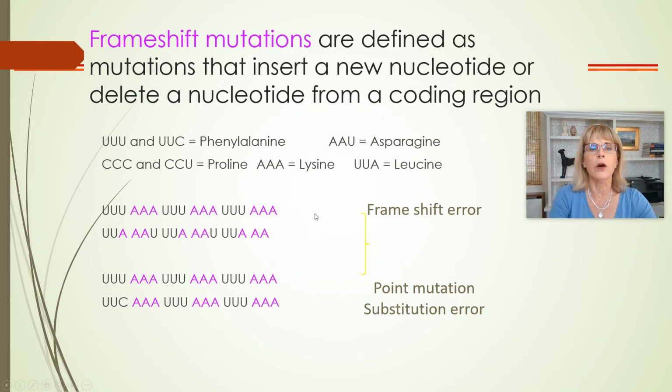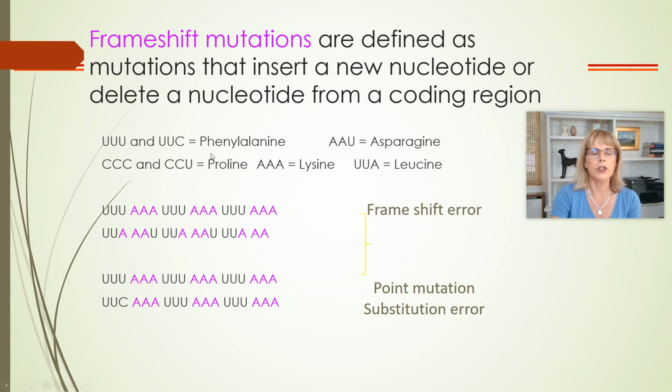With a frameshift error, in this case, one of the nucleotides is gone. It's missing. It got skipped, all right? So now it says UUA, AAU, UUA, AAU. Remember, it was supposed to say phenylalanine, lysine. Now what does it say? Now it says leucine, asparagine, okay? We've completely messed things up.